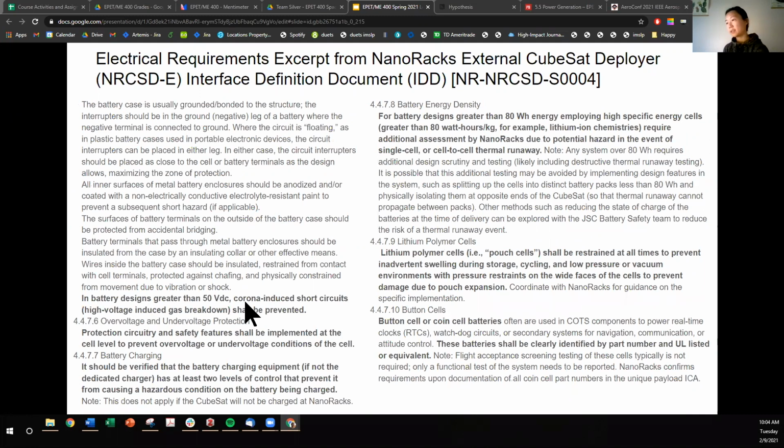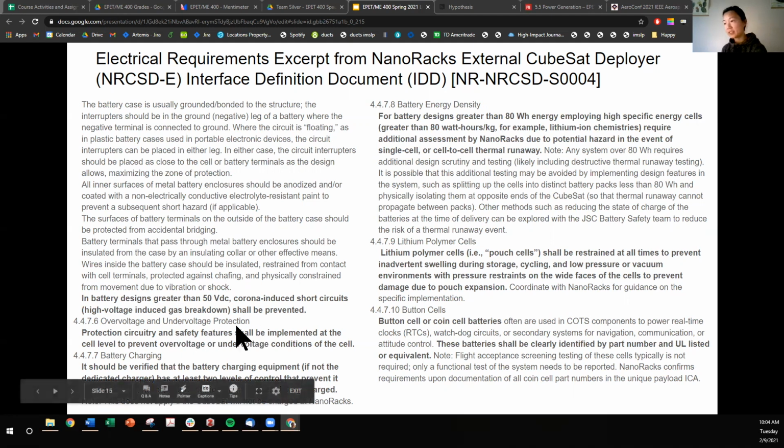In battery designs greater than 50 volts DC, corona-induced short circuits shall be prevented. And this is referring to solar flares or coronal mass ejections, anything to do with space weather. Those short circuits should be designed to be prevented.